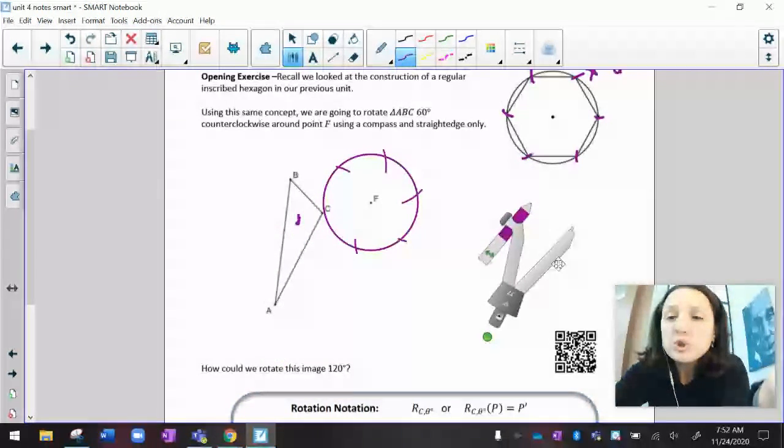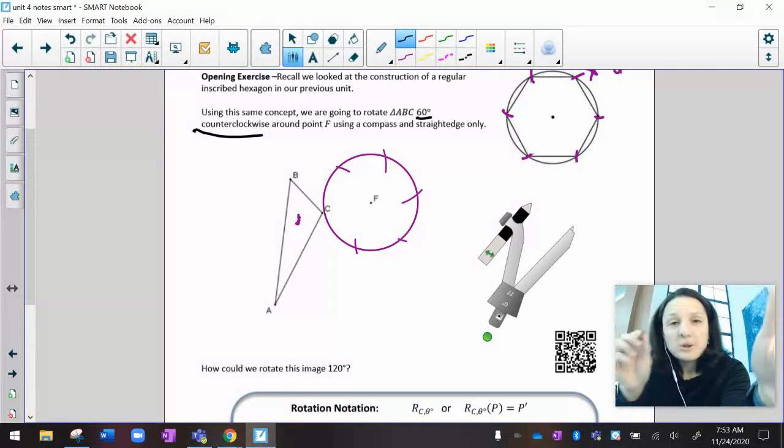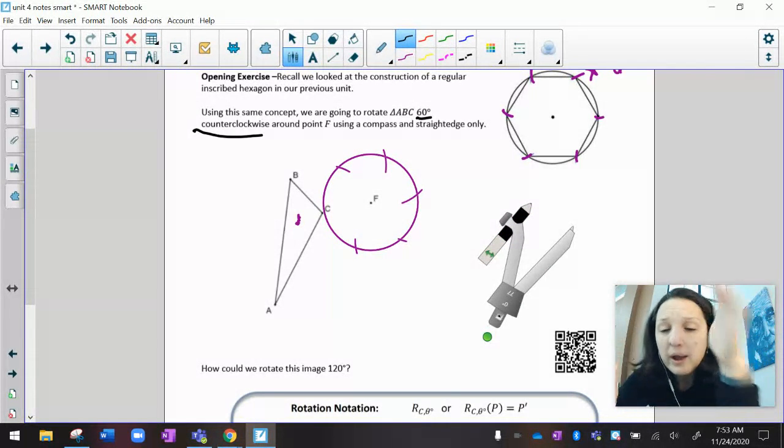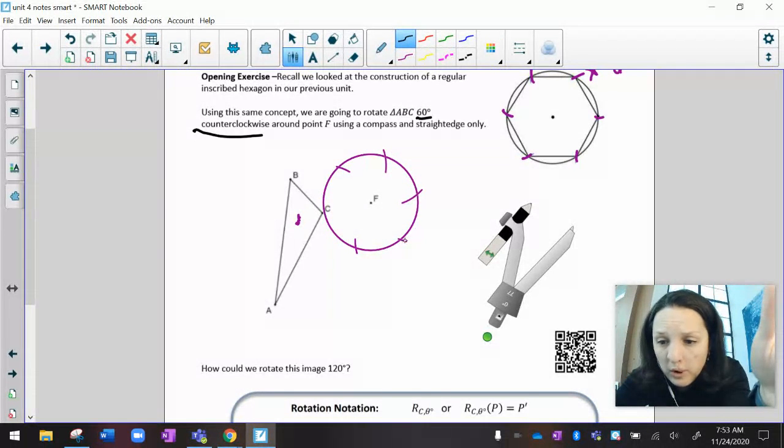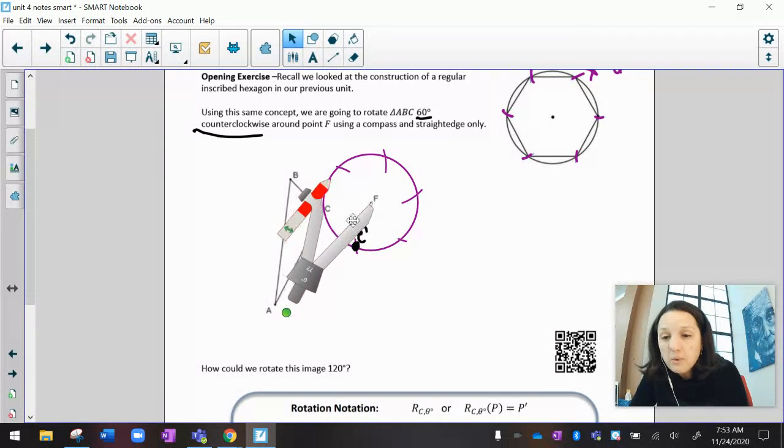Now, the question said, take point C and go 60 degrees counterclockwise. So if I think of the way a clock goes, I say, okay, a clock would go around this way, so counterclockwise would be right here. Each arc is a 60-degree turn, so that arc represents C prime. And now I'm going to do the whole thing over again, but I'm going to start at F and go through B. So now I'm going to grab my compass, open from F to B, and do the exact same thing.